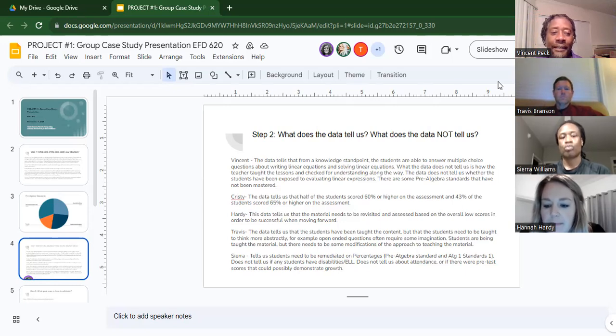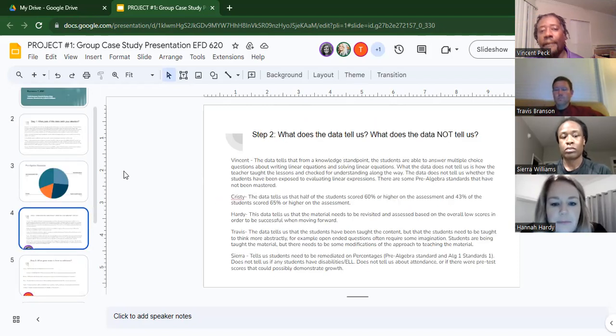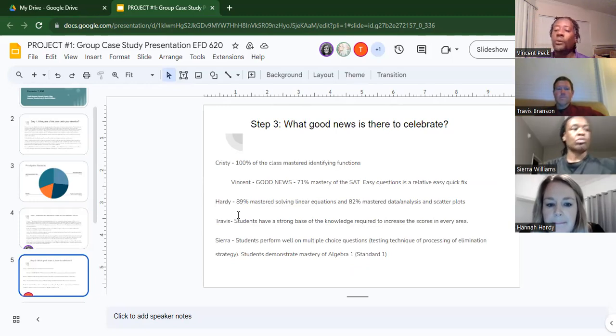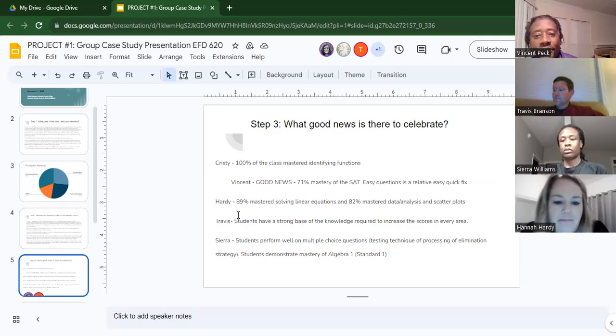So just a little more time, and especially exposing them to different ways to express or evaluate linear equations, would be a good step in the right direction to not only help them understand and apply what they've learned, but to apply it to other situations as well. The next step is step 3. We know we have some potential problems with the data, so what is some good news that we're here to celebrate?